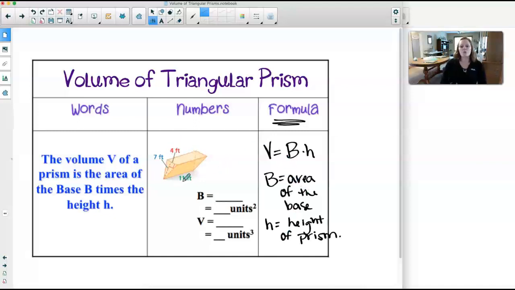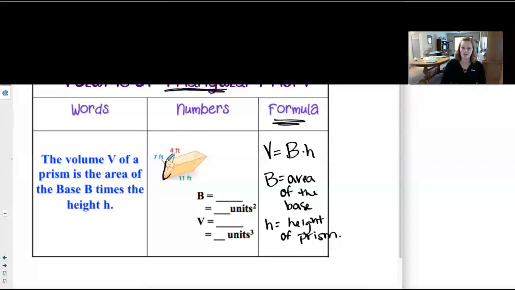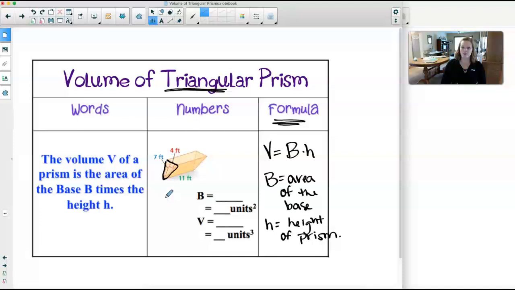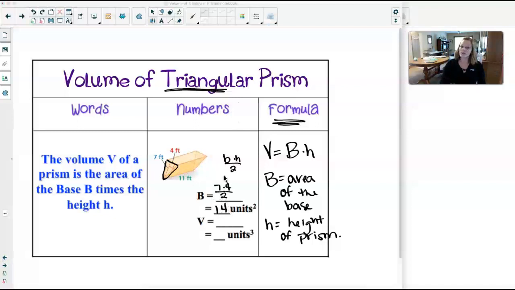Okay, so when we're looking at this particular triangular prism, you have to remember how we name it determines our base. So in this case, we said it's a triangular prism, so the triangle right here is the base, and we have to start by finding the area of that triangle. Now remember, the area of a triangle is base times height divided by 2. So in this case, it's 7 times 4 divided by 2, which is 14 units squared. So that area of the triangle is 7 times 4, 28 divided by 2, 14.